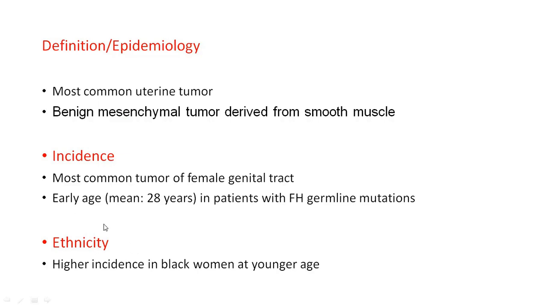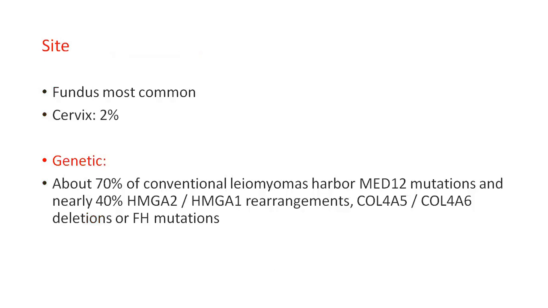In terms of ethnicity, it has a higher incidence in black women, and commonly it appears in them at an earlier age compared to other ethnicities. In terms of site, it commonly appears in the fundus region of the uterus, and in 2% it can occur in the cervix.